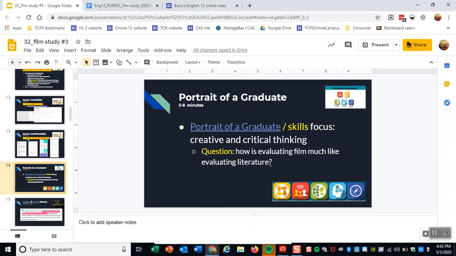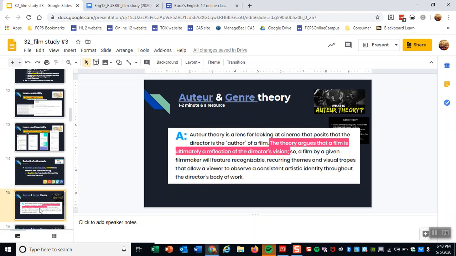So we talked a little bit more about evaluation of film and evaluation of literature. They both require you to look at elements like metaphor, topic, or theme in literature, but in film you're looking at obviously the film techniques, and that's something I want you to focus on. So auteur theory is what we're going to deal with today, because none of you are dealing with genre.